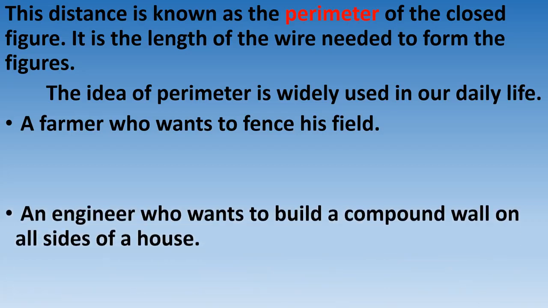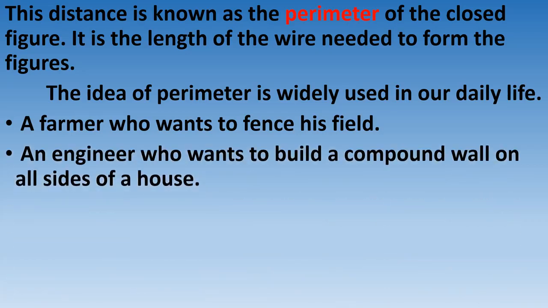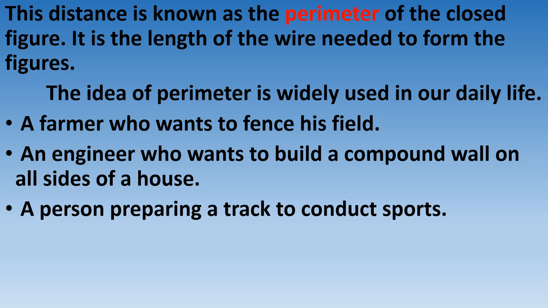Second is an engineer who wants to build a compound wall on all sides of a house. Means an engineer who wants to build the boundary of a house. He also wants to know the perimeter. Or a person preparing a track to conduct sports. Okay, for tracks also we need to find out the perimeter. All these people use the idea of perimeter.